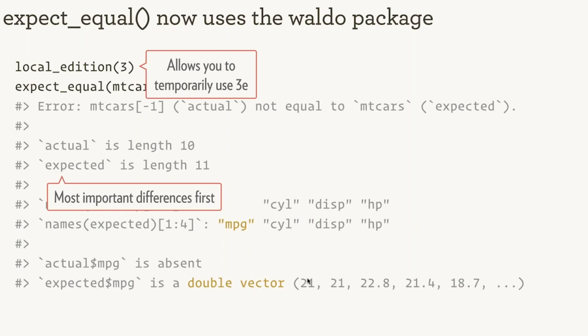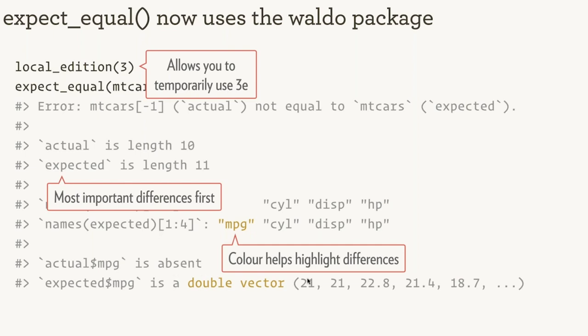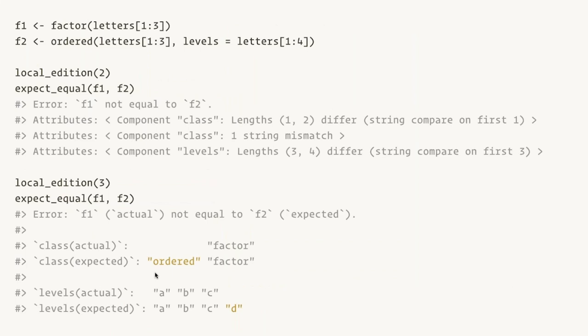So here we've switched to use the third edition. Waldo then shows the most important differences first. It uses color to help highlight differences. Oh, and it always uses the names of things where possible, because that makes it easier to understand exactly where the differences lie. So another little example here: I have a factor versus an ordered factor with one extra level. When you look at the expect equal output from the second edition, it tells you that they're different, but it's hard to know exactly what's changed because it doesn't include the values.